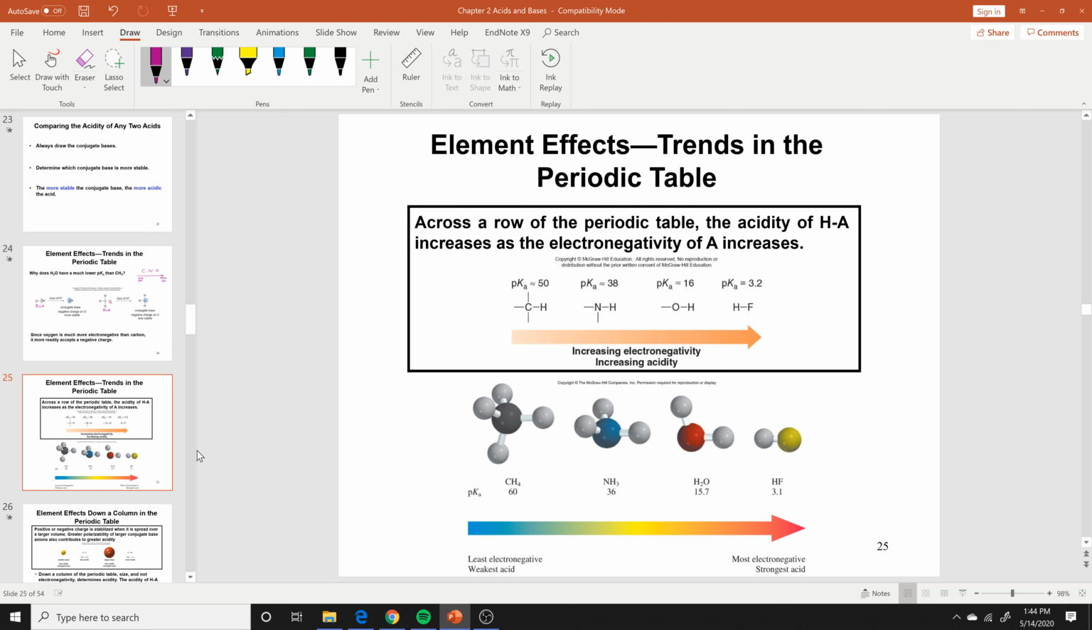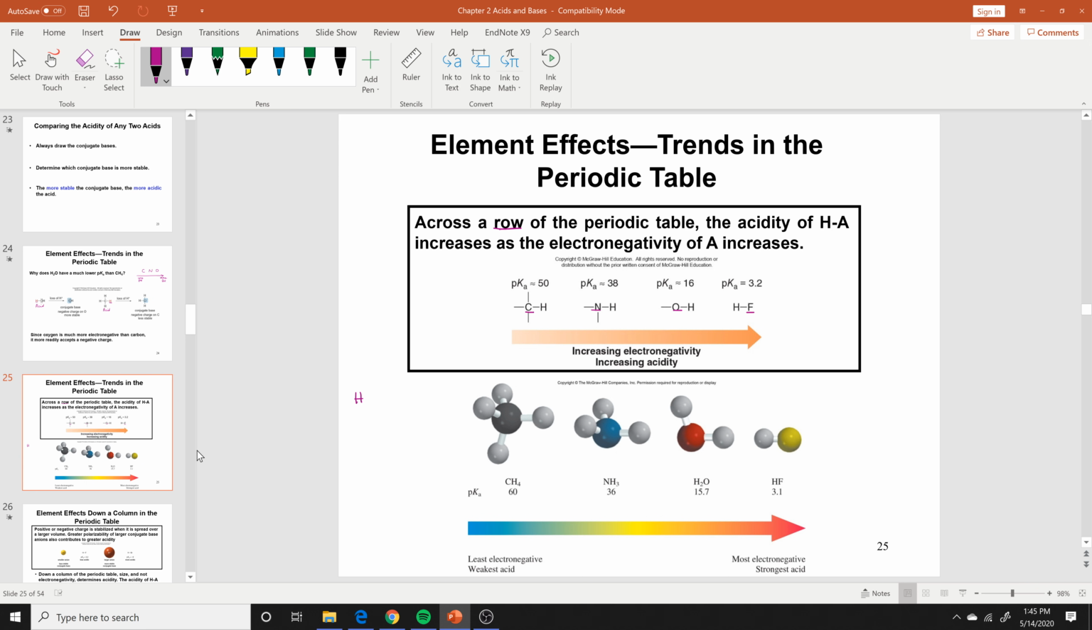So in order to determine the acidity, the first thing we're going to go over is elements in a period, in a row. There is a difference between a hydrogen connected to a carbon, nitrogen, oxygen, or fluorine, and a hydrogen connected to elements in a group, like fluorine, chlorine, bromine, and iodine. There's a big difference in those.